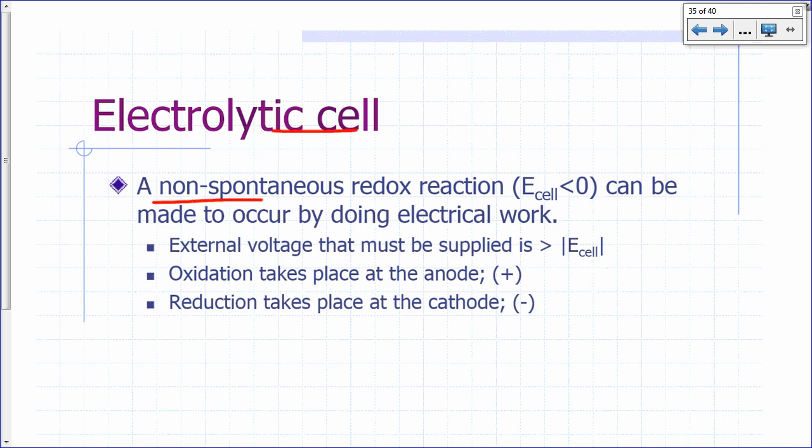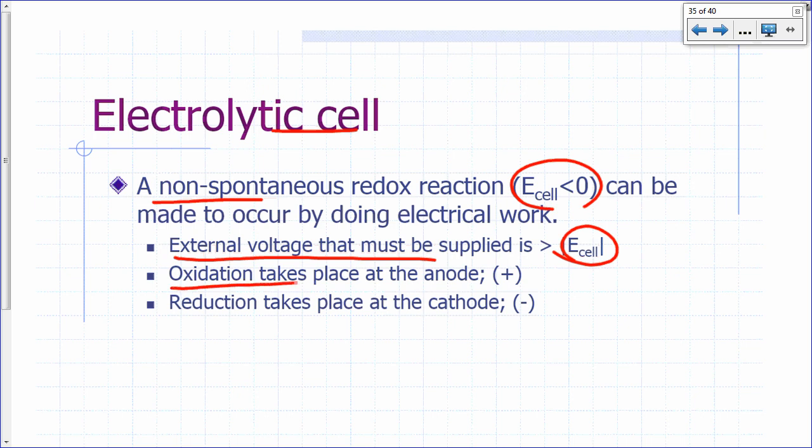So you have a non-spontaneous reaction. If you calculate the cell potential for that, it's going to be negative. If you want that actual reaction to occur, you have to force it. And so you apply an external voltage, okay? So you do electrical work. The external voltage that you have to supply must be larger than the absolute value of the cell potential. Remember, it's negative. It has to exceed that, okay?